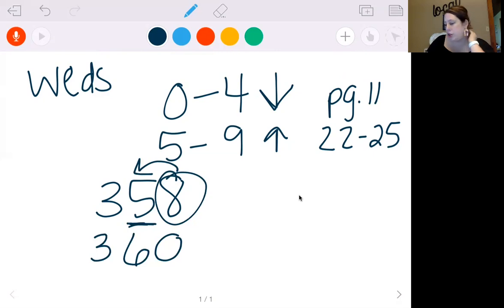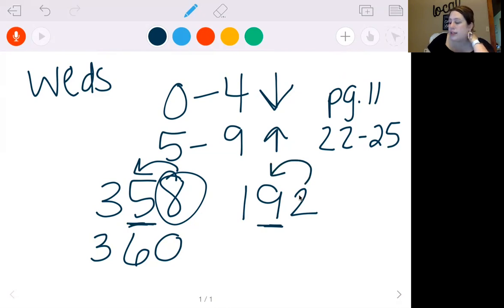Okay? So let me show you another one. If I gave you 192 and I told you to round to the nearest 10, 9 is the nearest 10. The number to the right tells me what to do. 2 falls in the 0 through 4 category. So my 9 stays the same. So what I do is just drop it down. Everything before it stays the same, and everything after it changes to a 0.